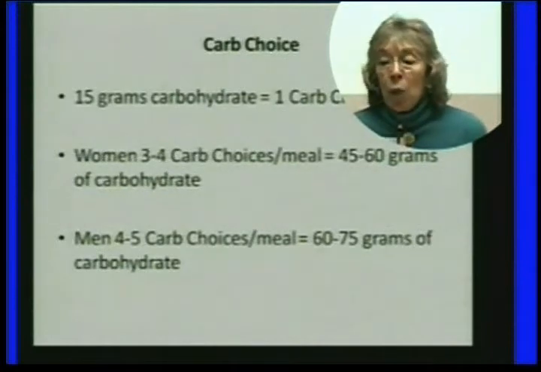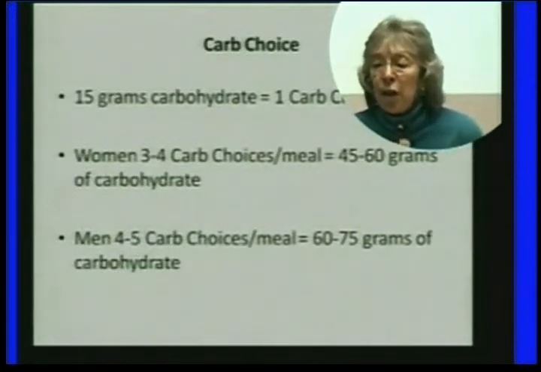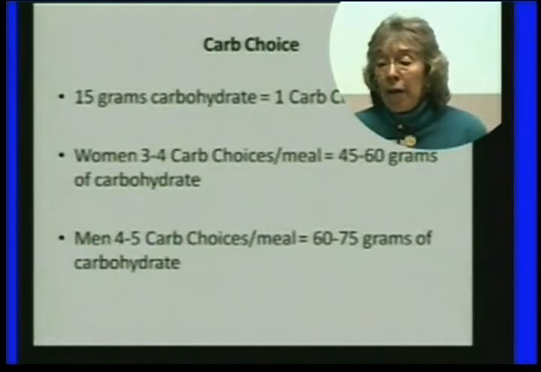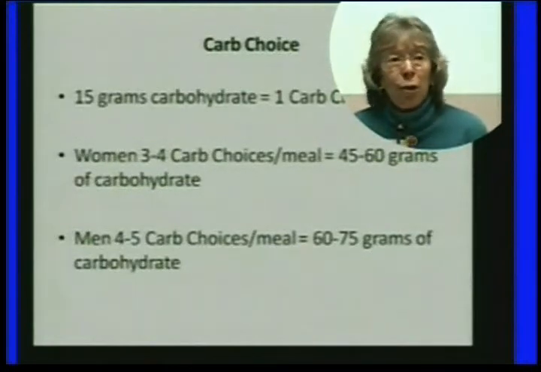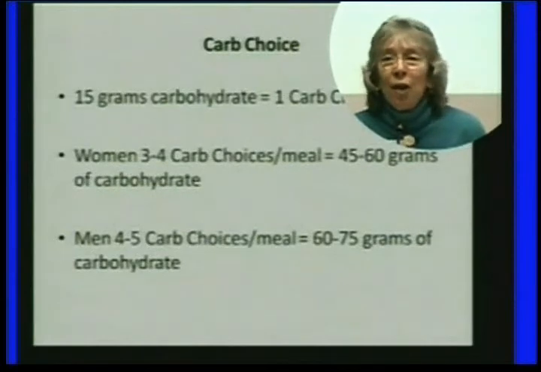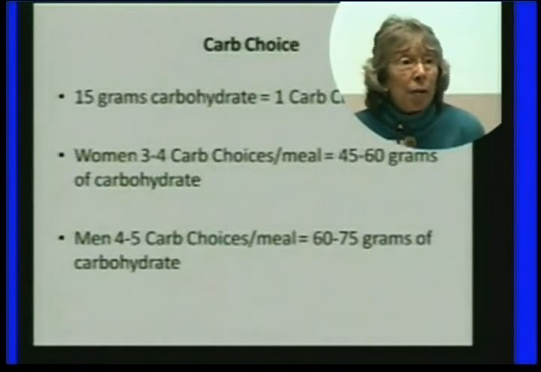So women during the course of the day tend to be smaller in stature than men, so they generally stick with about 3 to 4 carb choices per meal, which if you do the math is about 45 to 60 grams of carbohydrate. I got that by taking 15 grams of carbohydrate times 3, which is 45, compared to 15 times 4, which is 60. Sometimes when you're looking at a label, you're not seeing the label in carb choices, you're seeing the label in grams. So it's helpful to think about carbohydrate both ways, as what is a carb choice, but also what's the exact number of grams.